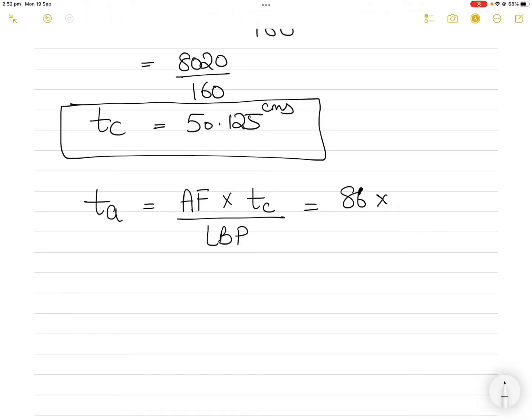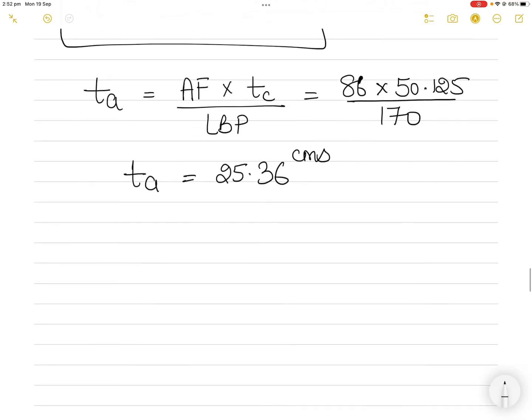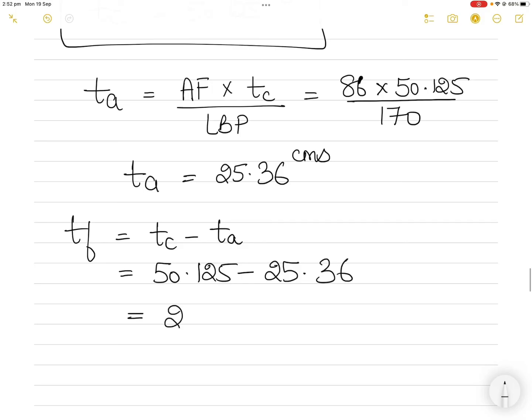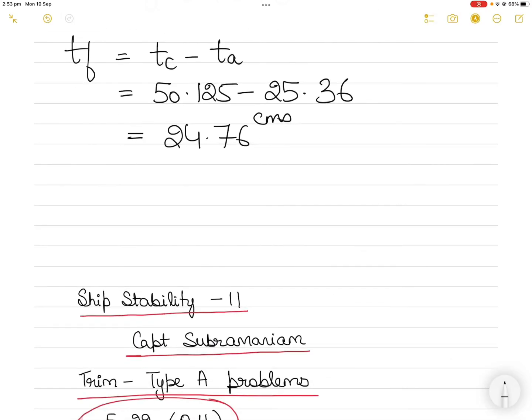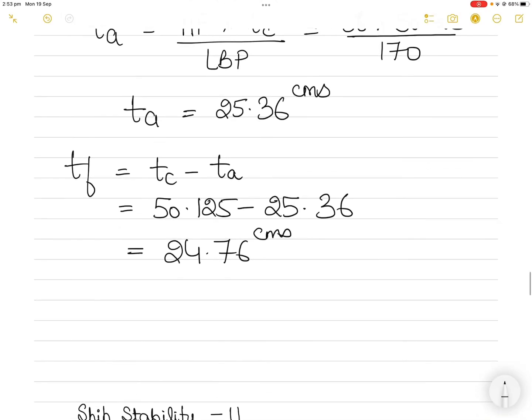So we come back here, 86 meters. The change in the trim required is the overall change, 50.125, which is the overall change in the trim achieved after the shifting operation was completed, and then divided by LBP, 170 meters is given to us. So TA equals 25.36, and this is again centimeters. TF is nothing but TC minus TA. So 50.125 minus 25.36, which is equal to 24.76 centimeters. Right.